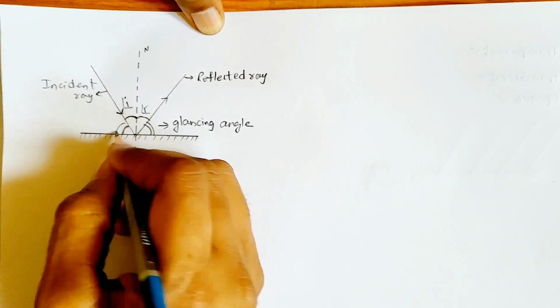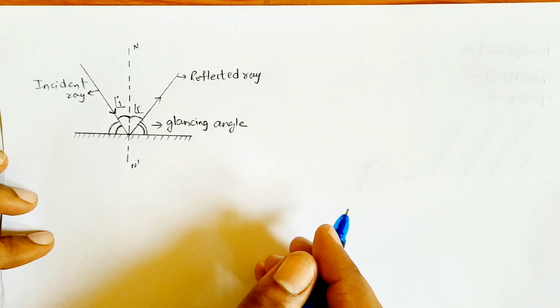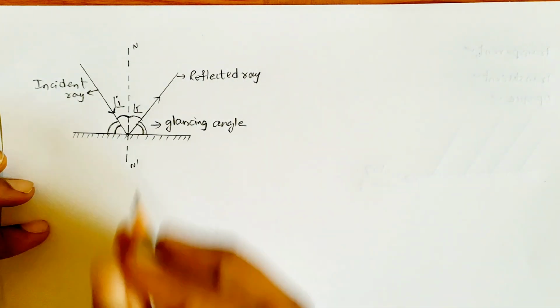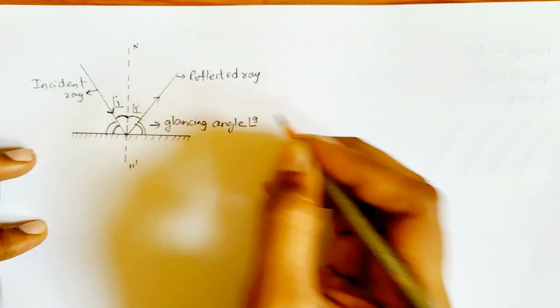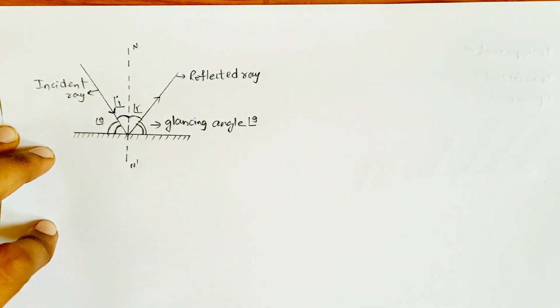Okay, so how a problem can be asked on this is, they'll give angle of incidence and they'll ask you to find the glancing angle. So let us mention this as glancing angle, angle G. This is also angle G and this is also angle G.